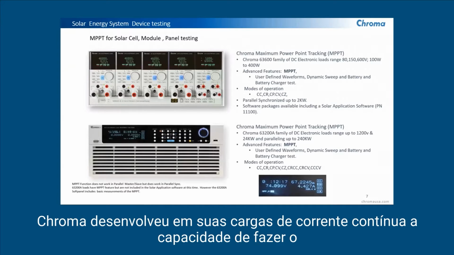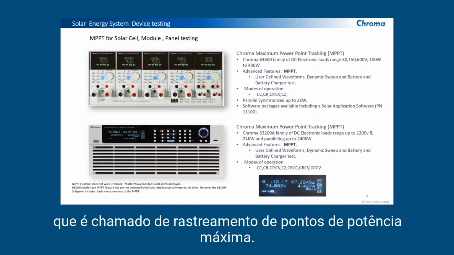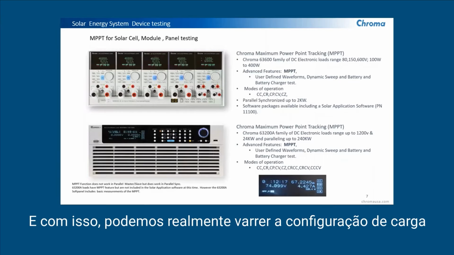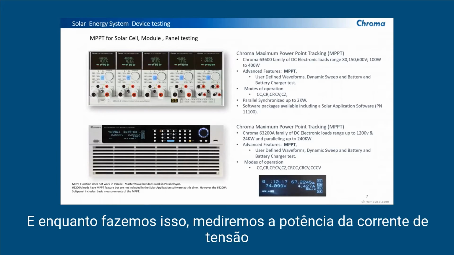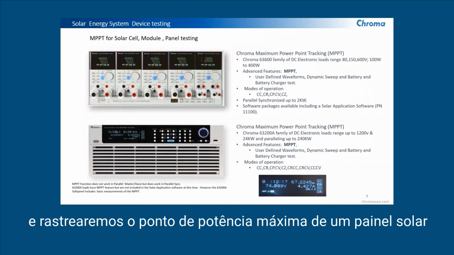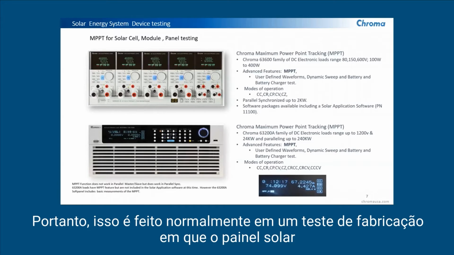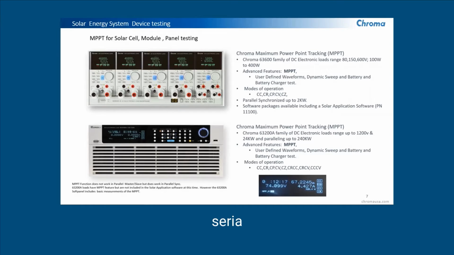Chroma has developed within their DC loads the ability to do what's called maximum power point tracking. With this, we can actually sweep the load setting, and while we're doing that, we will measure voltage, current, and power and track the point of maximum power from a solar array.